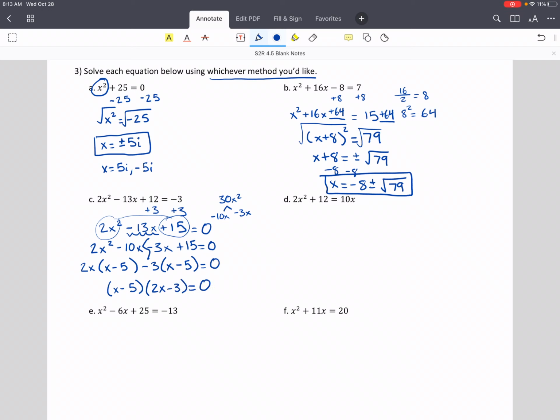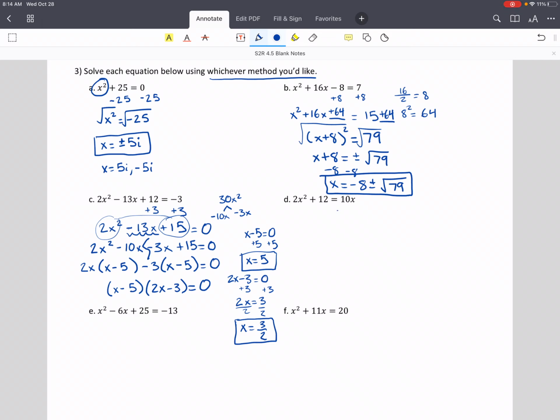And because of the zero product property, I have two things that multiply to be 0, so that tells me that either x minus 5 is 0, which gets me a solution of x equals 5, or I know that 2x minus 3 equals 0, and I get x equals 3/2. If you would rather do that with quadratic formula, you can totally do that.